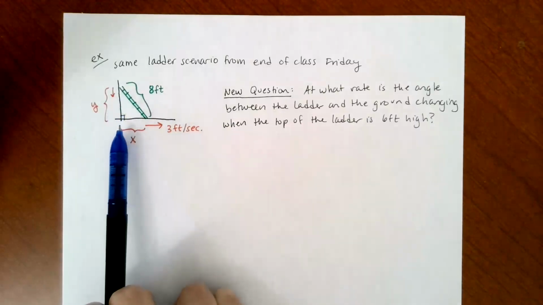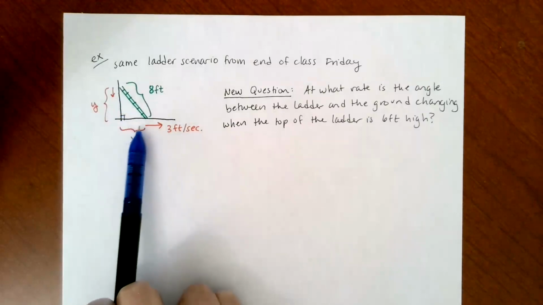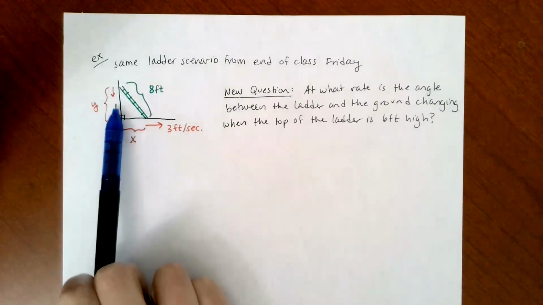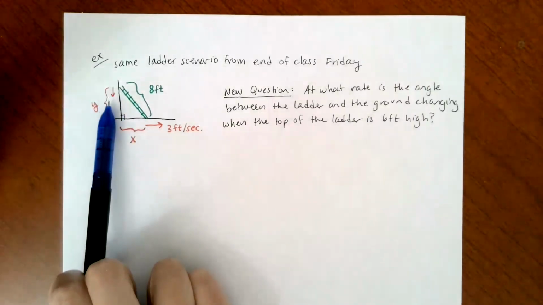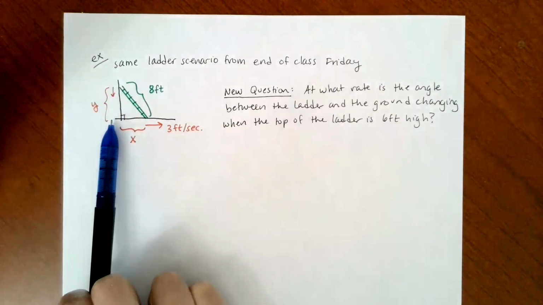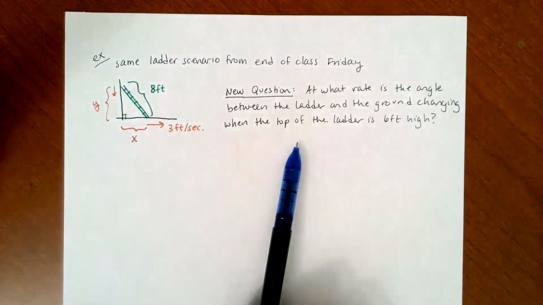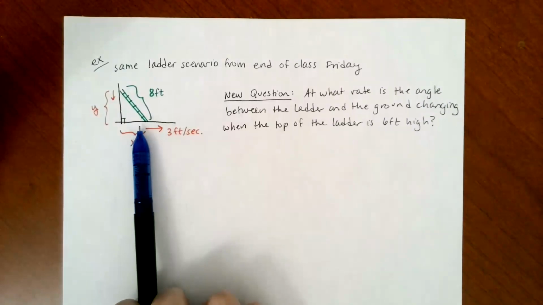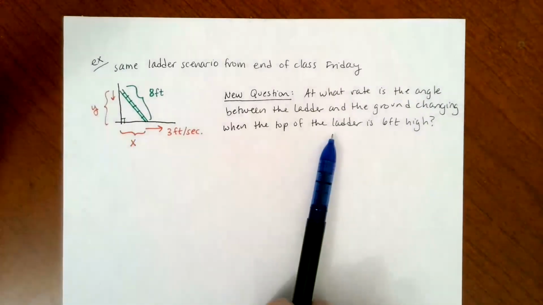And in class, we had decided to label this side X because its derivative was given, so we know that length is important. And then we also, to answer the original question, had this side length labeled as Y. So let's change the question in the same scenario and see how that changes what we do. So the new question is this: at what rate is the angle between the ladder and the ground changing when the top of the ladder is 6 feet high? So we're not taking the rest of the information with the 5 feet from Friday. We're resetting the problem to this, right?